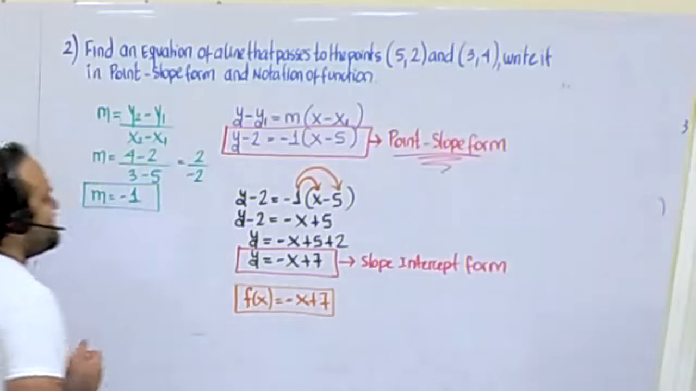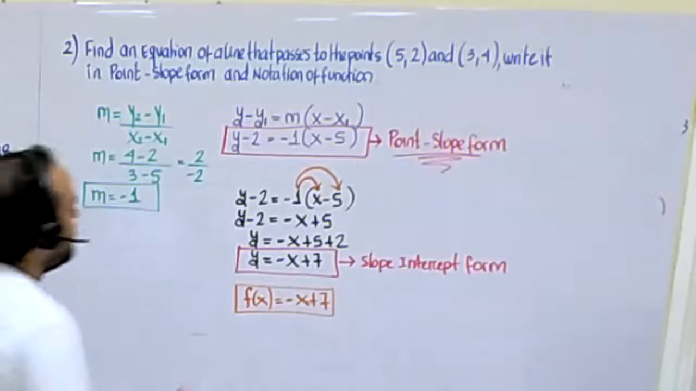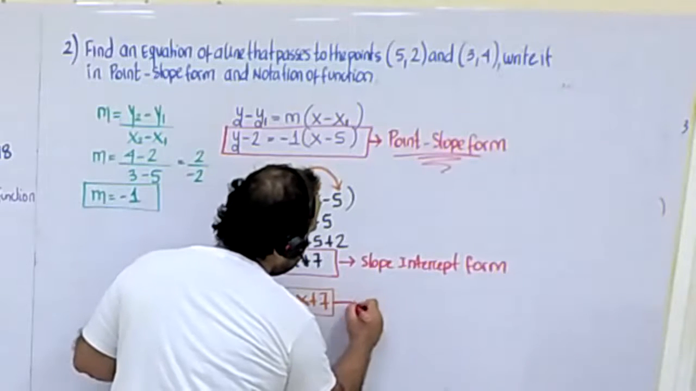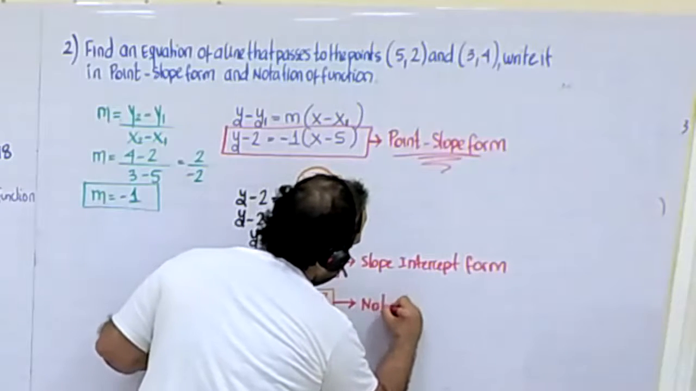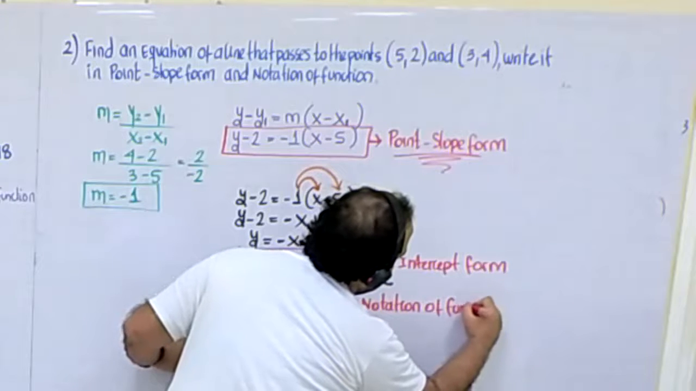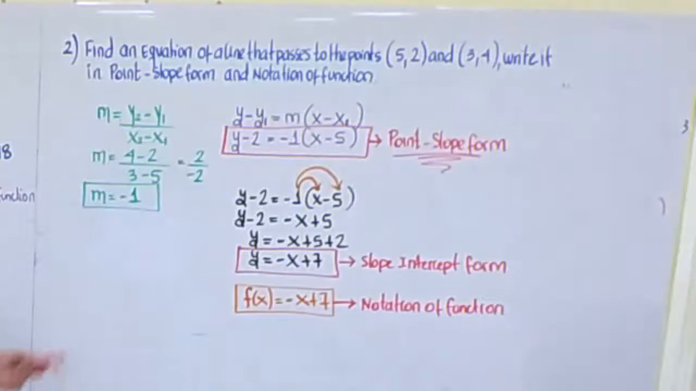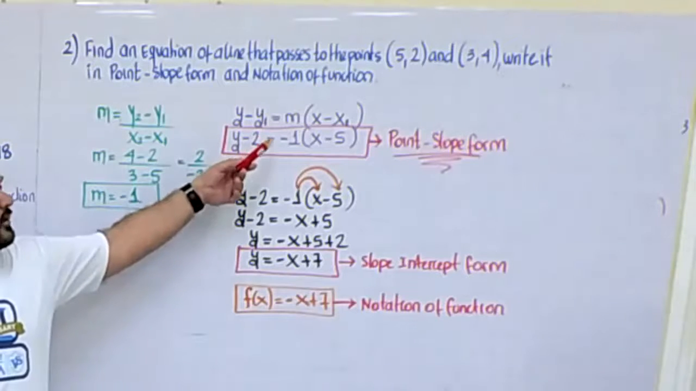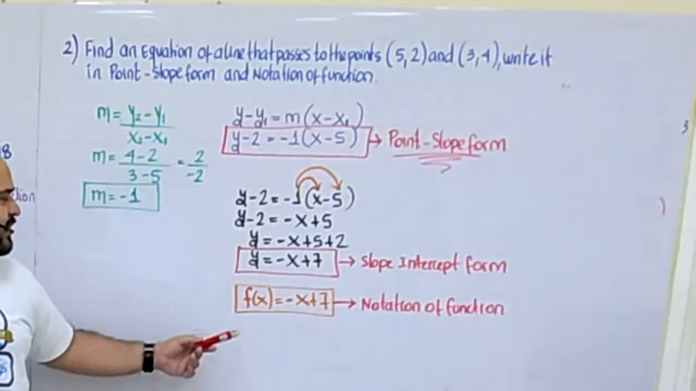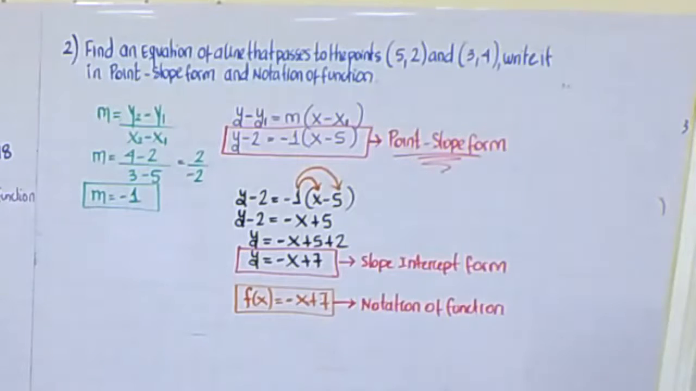And this equation is written in the notation of function. Okay? Actually, the problem is asking for only the purple one and the orange one. I'm just showing you the 4 ways we can write the equation of the line.